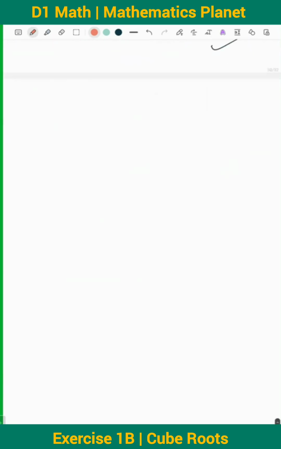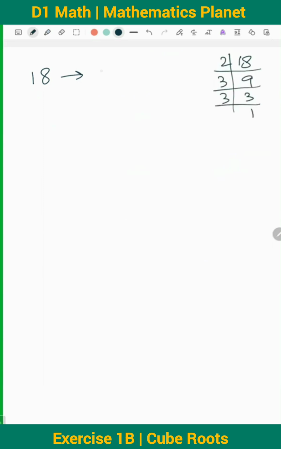Next question. Now tell me what should be the factors of 18? Can someone find out the factors of 18 by prime factorization? Miss, 2 times 9 is 18. Yes. So write the factors of 18 are 1, 2, 3, 6, 9, and 18. Did everyone understand how I found the factors of 18?